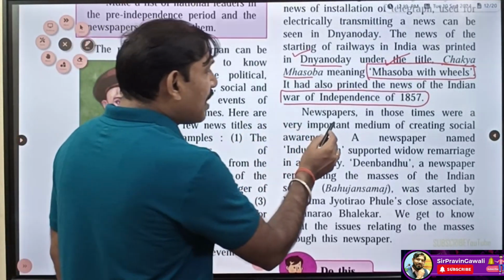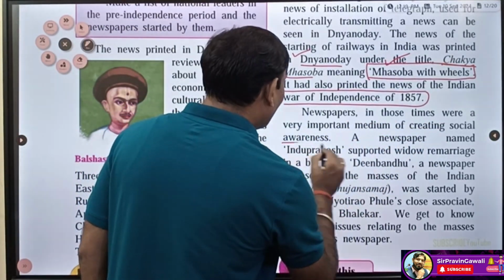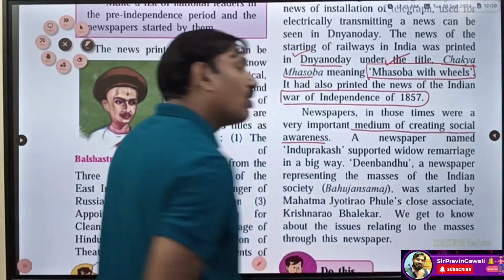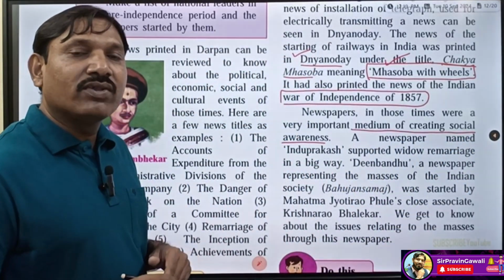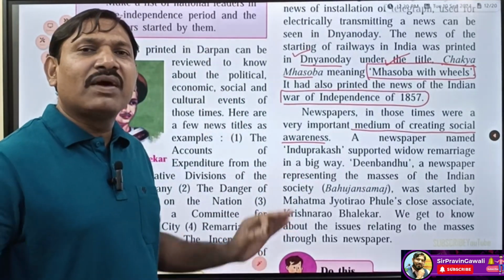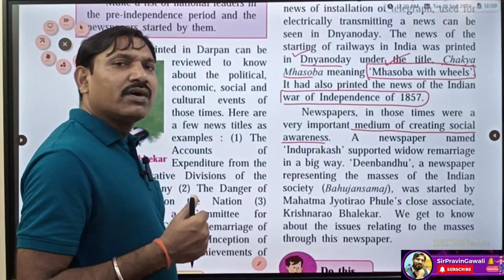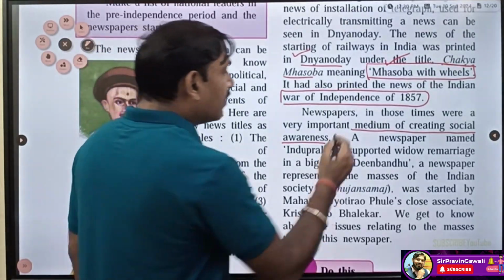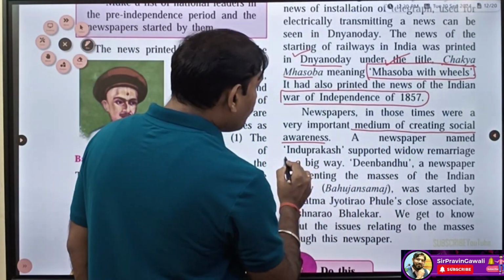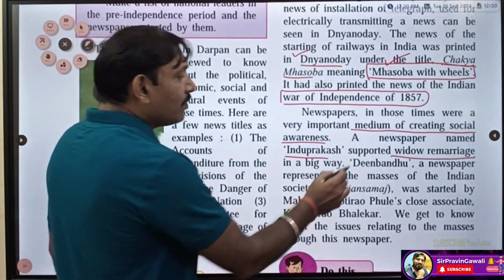Now, newspapers in those times were a very important medium of creating social awareness. This is very important because at that time only one source was there for communication, that is the newspaper. So with the help of newspapers, they were communicating with the people. It is one of the very important sources of communication. A newspaper named Indu Prakash supported widow marriage in a big way.